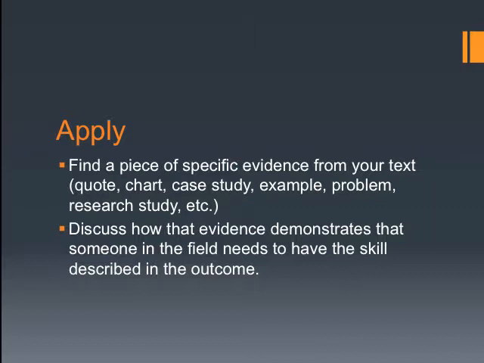And then the application of the outcome comes when you discuss how the evidence that you've presented from your text demonstrates that someone in the field or a career that you've chosen needs to have that skill. So that's the application. So here's the skill, here's the evidence from the text. I'm going to put them together and use the evidence from the text to explain the skill, or use the skill to explain the evidence from the text, or maybe even a little of both those things. That's what we mean by apply.